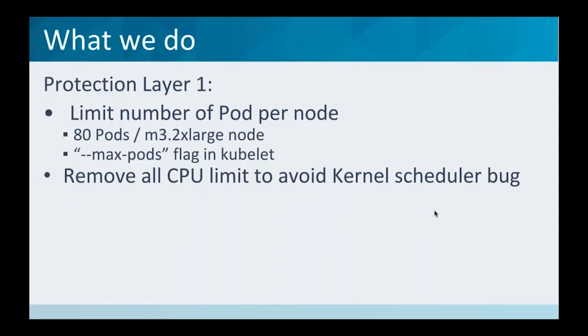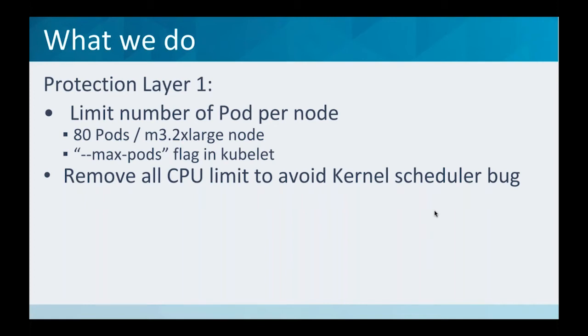To address these problems, and to not get into these problems, we implemented 3 layers of protections in our minion. Protection layer 1: we try not to get ourselves into the problem in the first place. The first thing we did is we limit the number of pods per node. This is to control the workload of kubelet and the workload of Docker. We use 80 pods per M3.2xlarge node and smaller numbers for smaller nodes. And you can do that by using the --max-pods flag for kubelet.